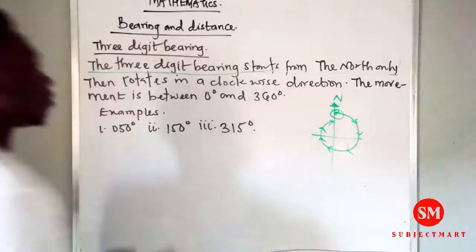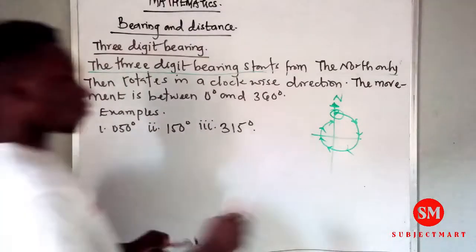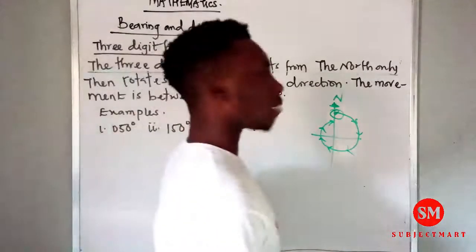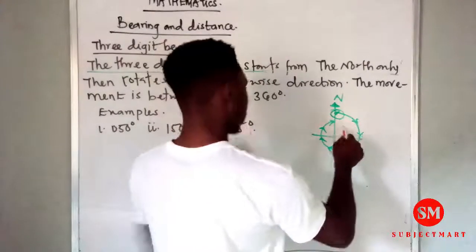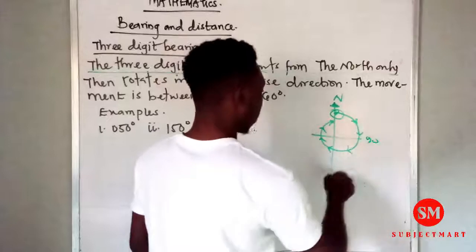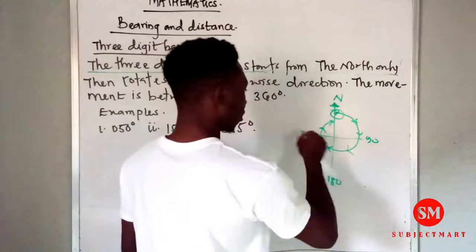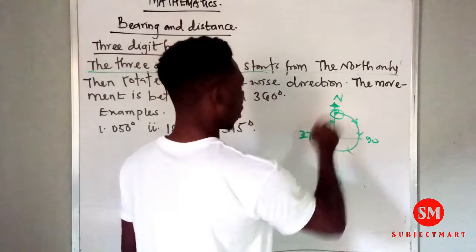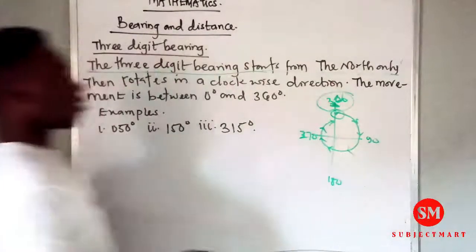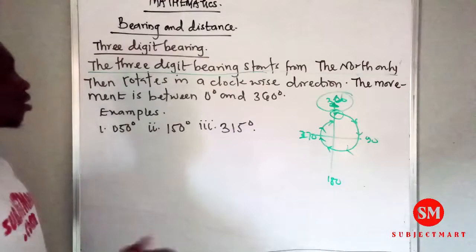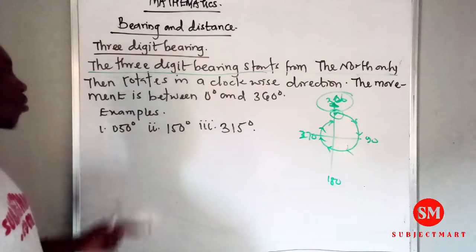And the three-digit bearing is between the four quadrants. When I talk about the four quadrants, I'm talking about from 0 to 360, which is from here to here, 90, 180, 270, then 360. So the three-digit bearing is between 0 and 360.